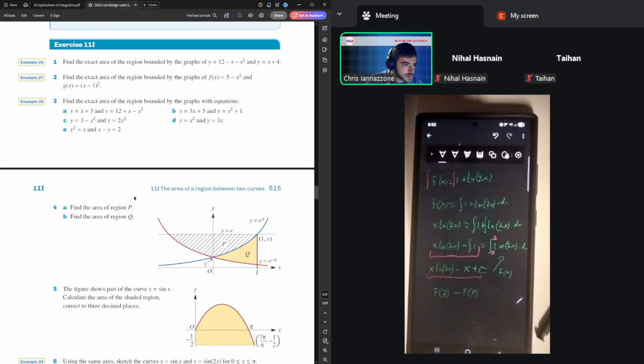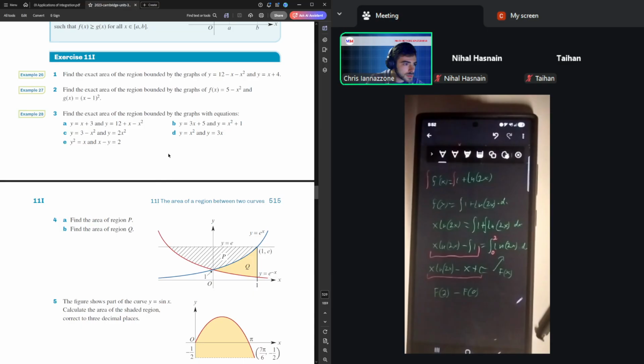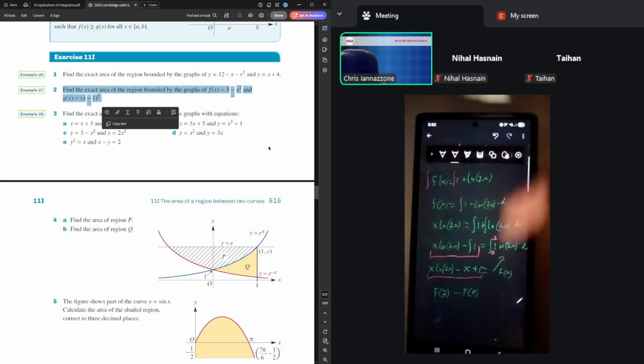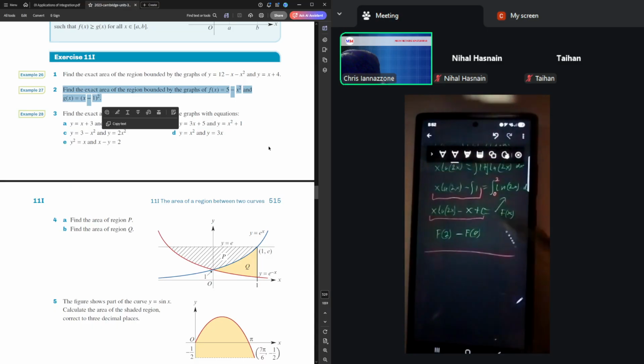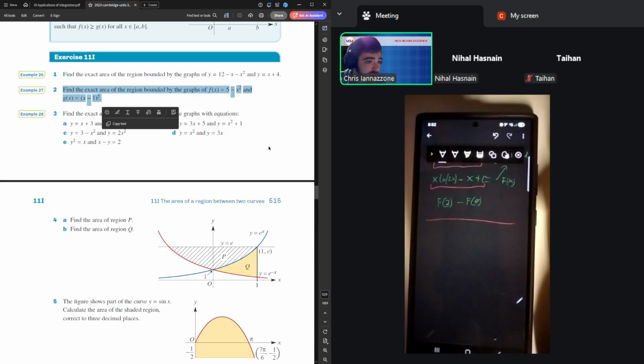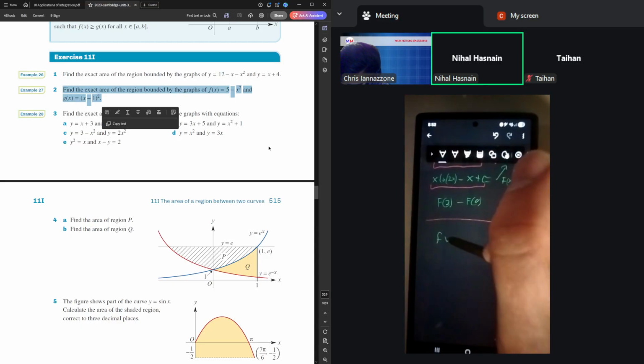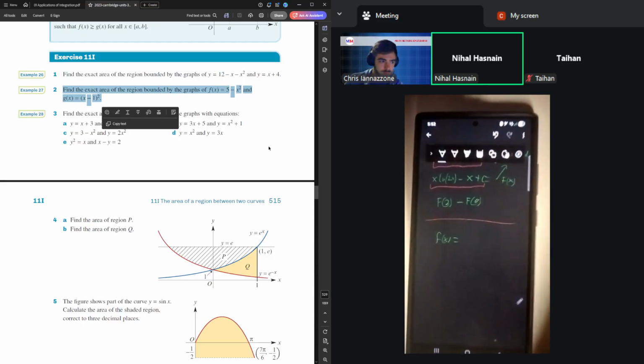Okay, let's find one. Let's do question 2 here. So it's area bound by... I've got a question. Yeah. So, will we get any questions that says find the area between the function and its inverse? Yes, all the time.